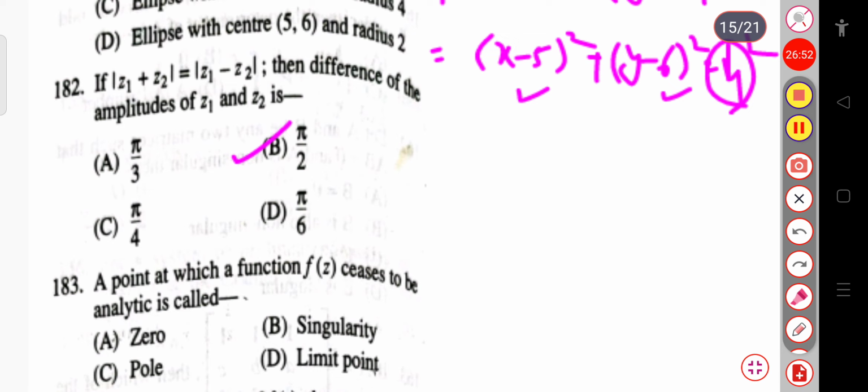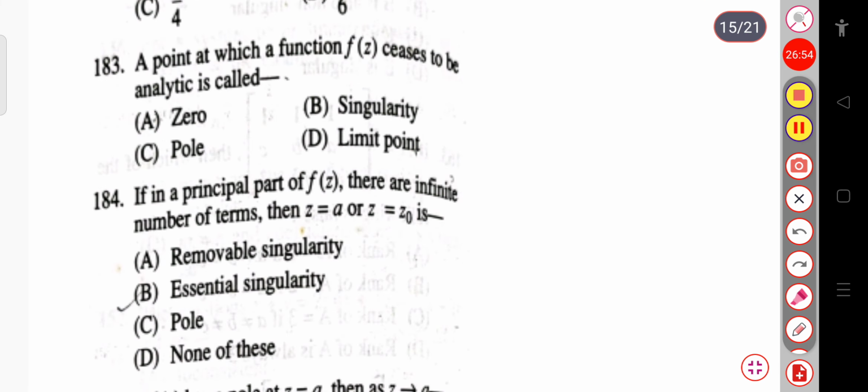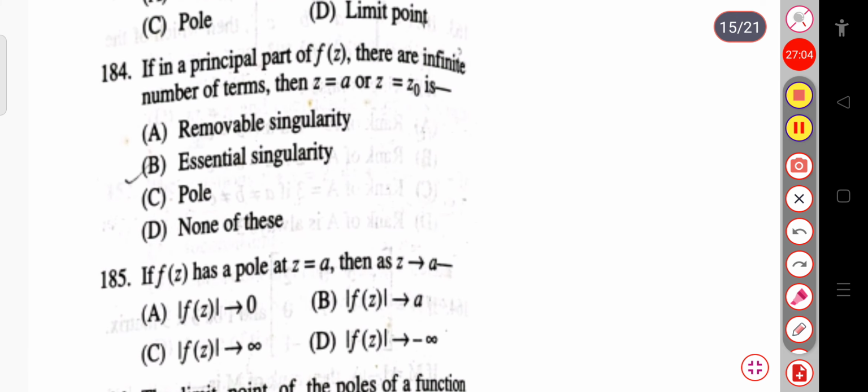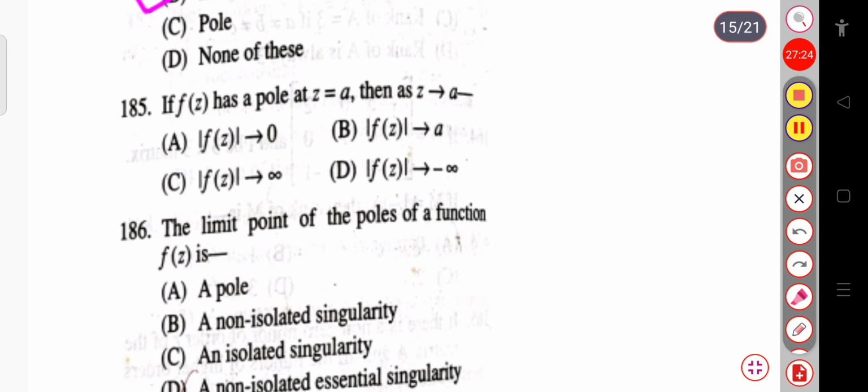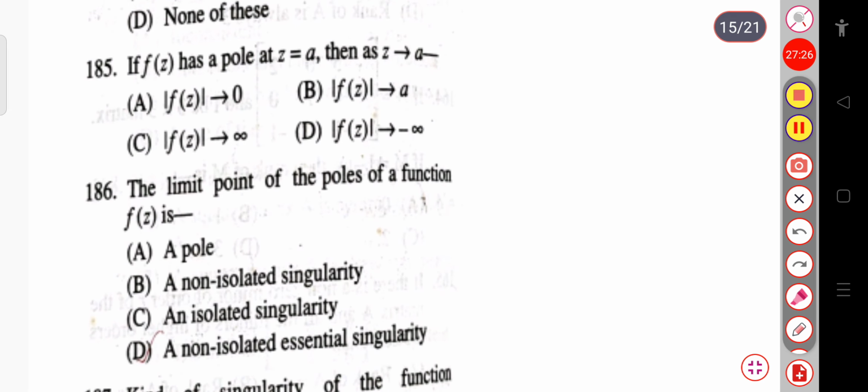The next question: a point at which a function f(z) ceases to be analytic is called a singularity. The next question: if in the principal part of f(z) there are an infinite number of terms, then z equal to a, or z equal to z naught, is an essential singularity, because an infinite number of terms are given.